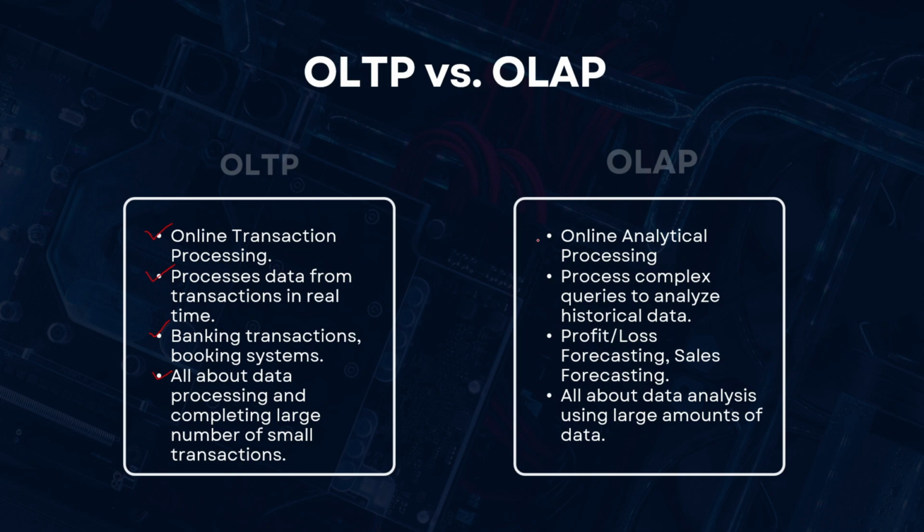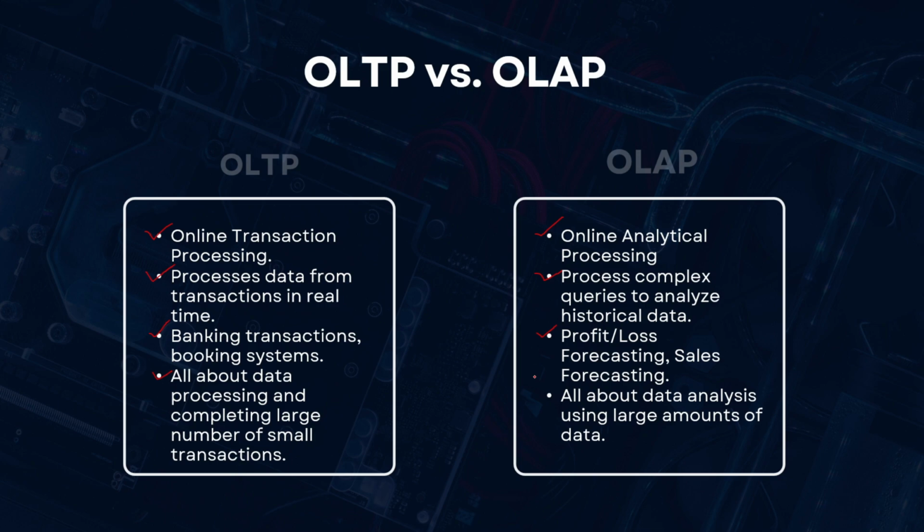Now let's come to OLAP. This stands for Online Analytical Processing. You process complex queries to analyze historical data. So if you have any use case that wants to analyze historical data, this would come under the OLAP category. It basically is used for profit and loss forecasting, sales forecasting, and much, much more.